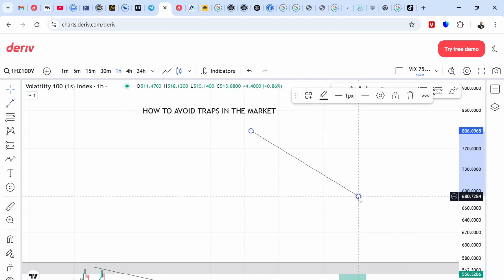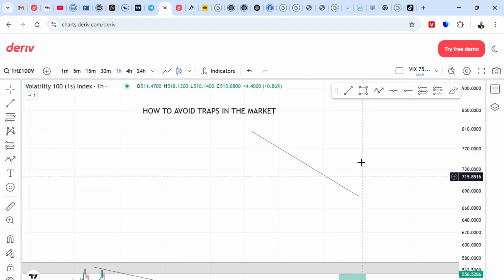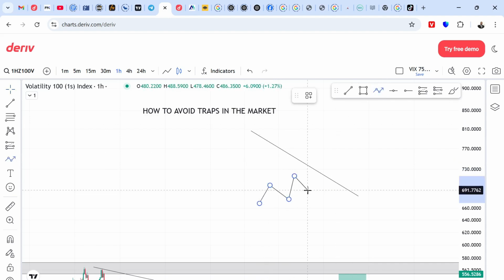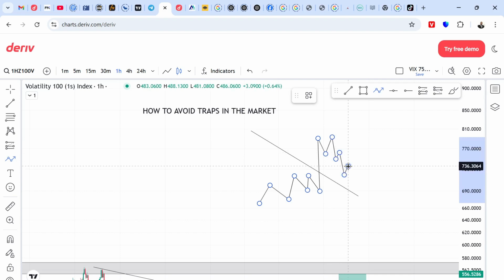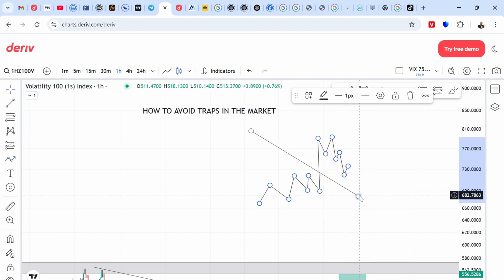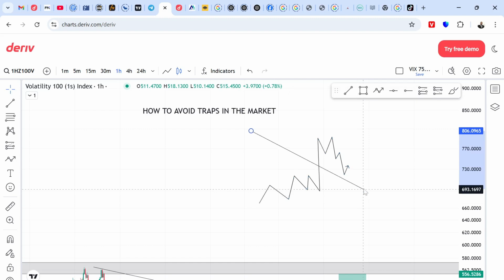Let's say price is heading towards an uptrend and you have a breakout that looks like this: a high, a higher low, a higher high, a higher low, and then a higher high, and you have a breakout like this. Now price has gone up this way and you want price to come back to retest that trend line so that you can go in for a buy.